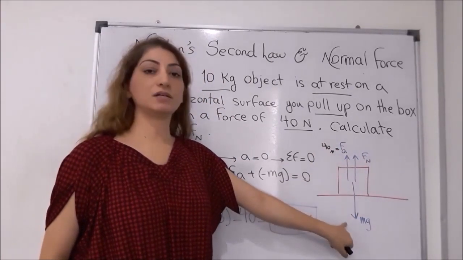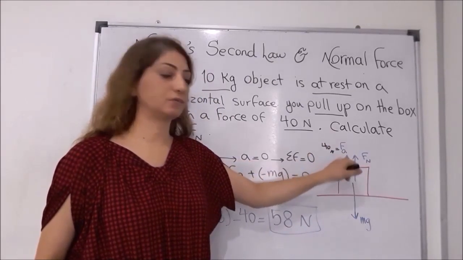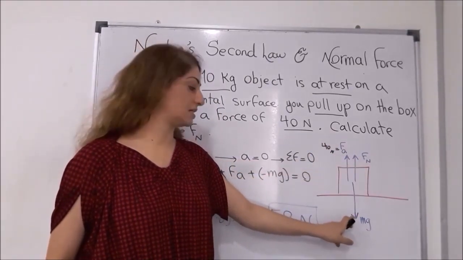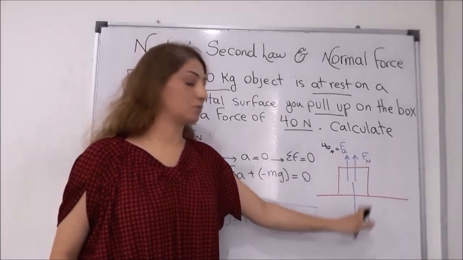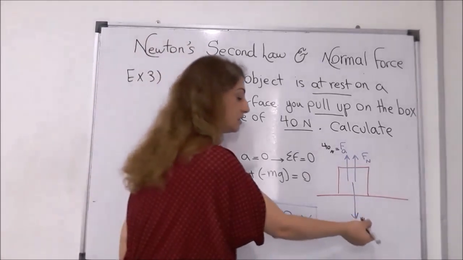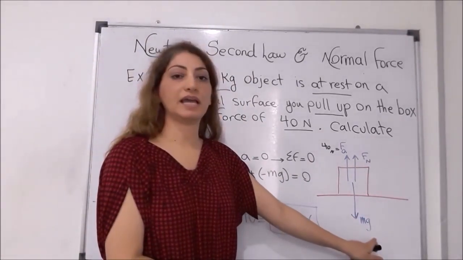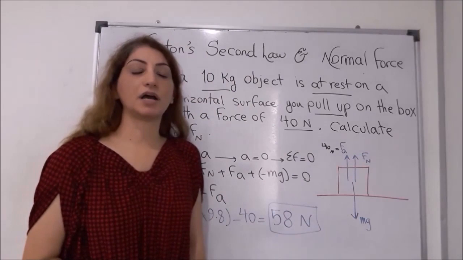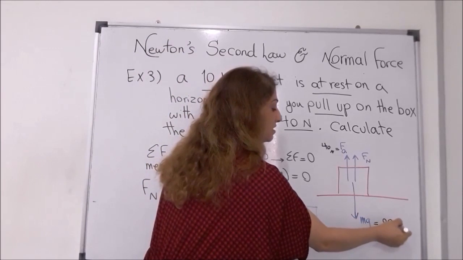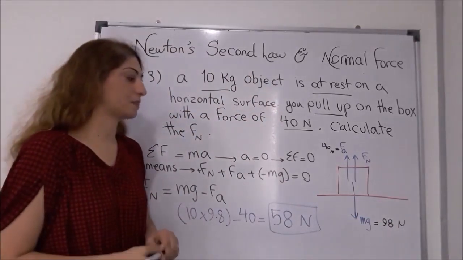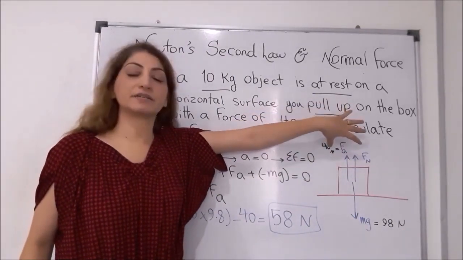Another force is acting on the box, but it is downward, in the opposite direction to the normal force and the applied force, which is the weight of the object, as I said. You calculate it as the mass of the object times gravity. Here the mass of the object is 10, so 10 times 9.8, the answer will be 98 newtons. So here this one is 98 newtons.